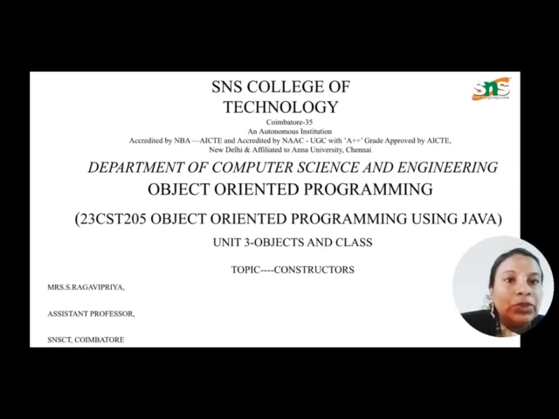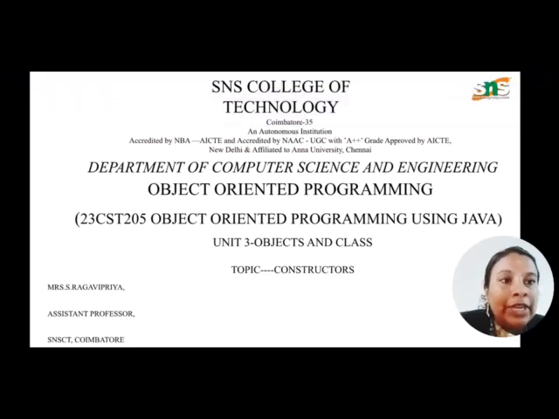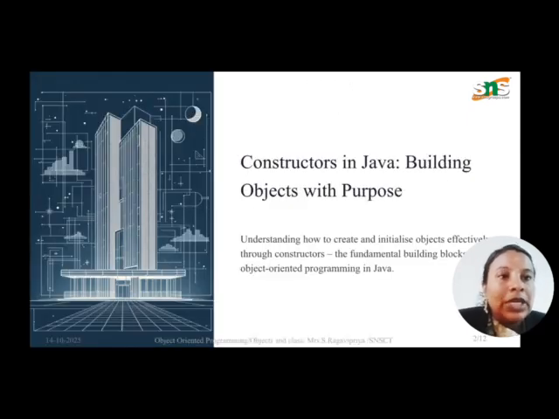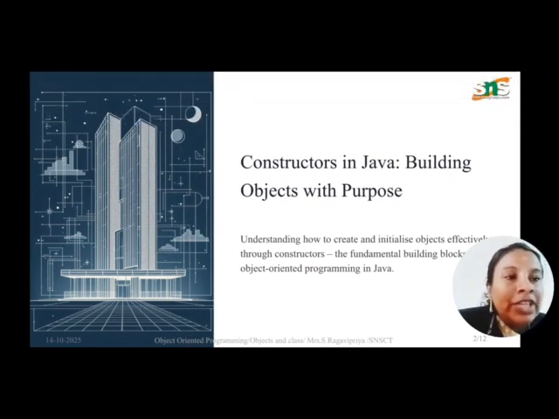So in this video, you are going to see about objects and classes, under that topic, constructors. The subject code is 19CST205 Object Oriented Programming using Java. Constructors in Java: building objects with purpose. Understanding how to create and initialize objects effectively through constructors. The fundamental building blocks of object oriented programming in Java.